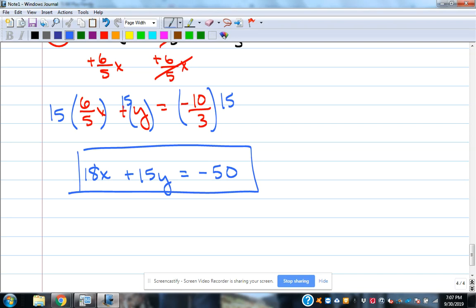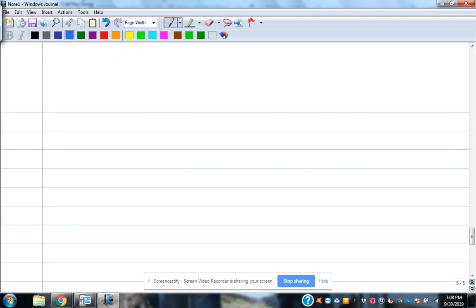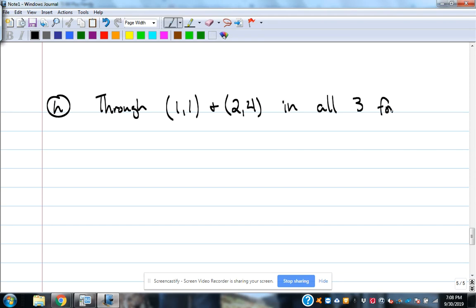Okay, so we've seen some that were already in slope-intercept form, and we moved them into standard form. Now let's start just from scratch and say, okay, here's the information. Let's write it in all three forms. Through the point 1, 1 and 2, 4, in all three forms.